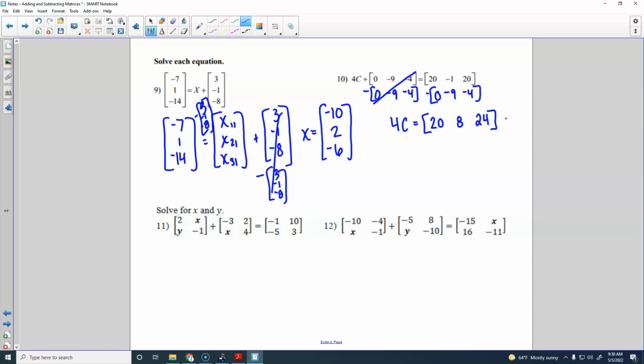And then we can't really divide matrices. You can only do scalar multiplication. But what would be the same as dividing by 4? If we want to multiply by 1/4. So we could multiply everything by 1/4 here, which is just dividing by 4. So that will give us 5, 2, and 6 for our final answer.